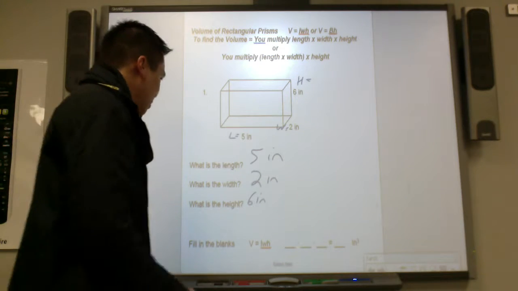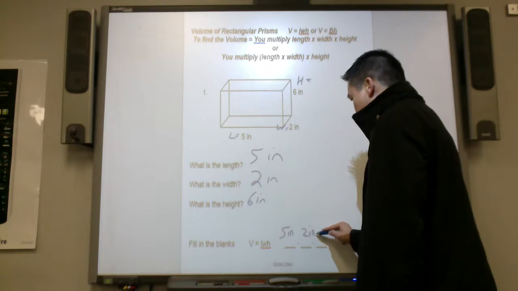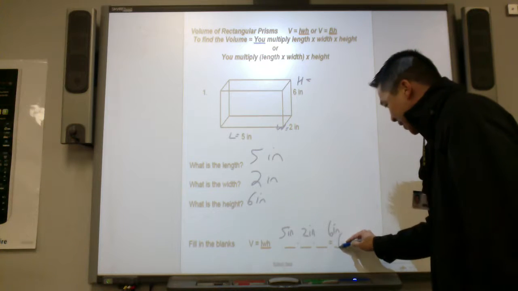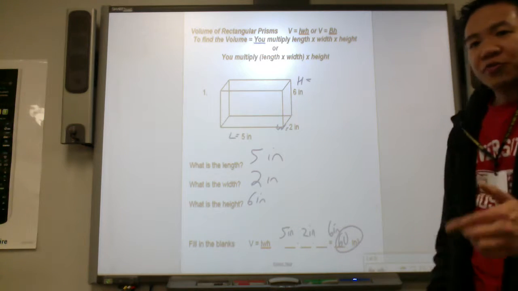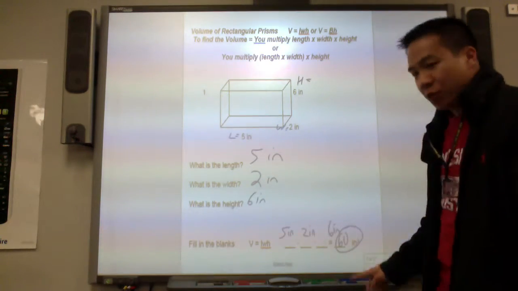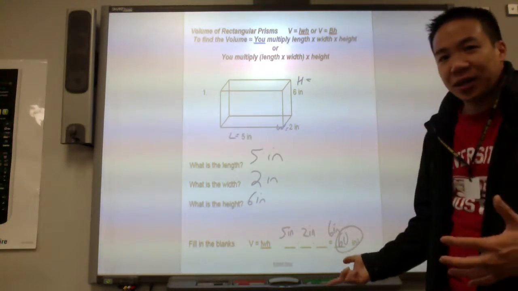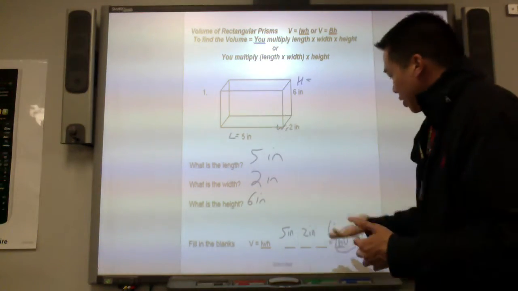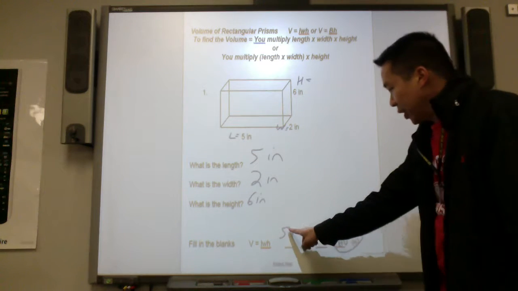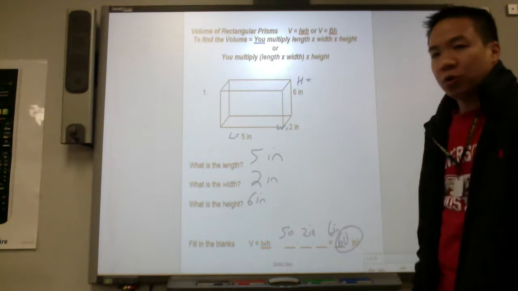So fill in the blanks. So 5 inches times 2 inches times 6 inches. 5 times 2 is 10, times 6 is 60 cubic inches. So before we had everything squared, to the power 2. Now it's to the power 3. Well, you might say, why? First of all, it's three-dimensional. That's one reason why it's cubic. It's in a cube shape. That's why it's to the power 3. We call it cubic inches. Another reason is when you multiply inches by inches by inches, it's inches cubed, or to the power 3.